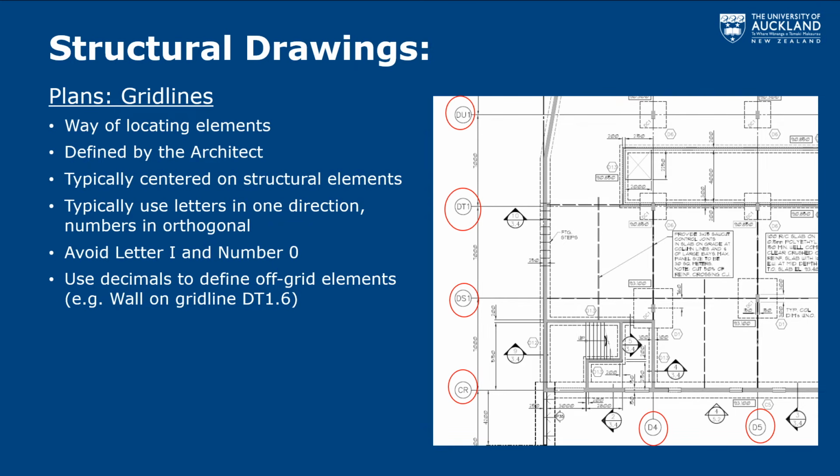That's the wall which is on grid line DT 1.6. So it's about 60% of the way between DT1 and DU1. And so that's just another thing that you might see and want to become a confusion.